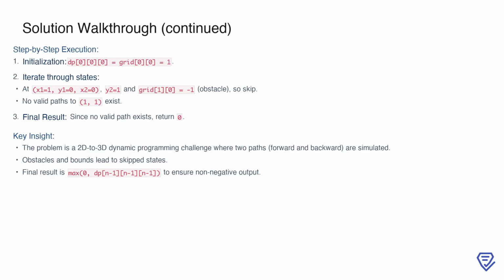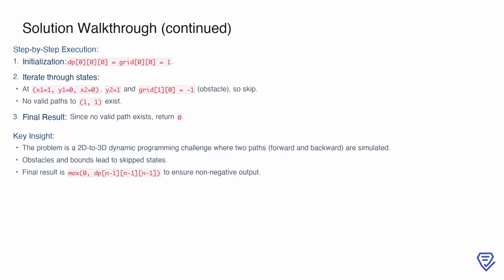In our final example, the grid is completely blocked, meaning no valid paths exist from the start to the end. The initialization process begins as usual, with dp[0][0][0] set to the value of the first cell, which is 1. However, as we iterate through states, we find that all potential paths are invalid due to obstacles. For instance, at x1 equals 1, y1 equals 0, x2 equals 0, the calculated y2 is 1, but grid[1][0] contains -1, so this state is skipped.